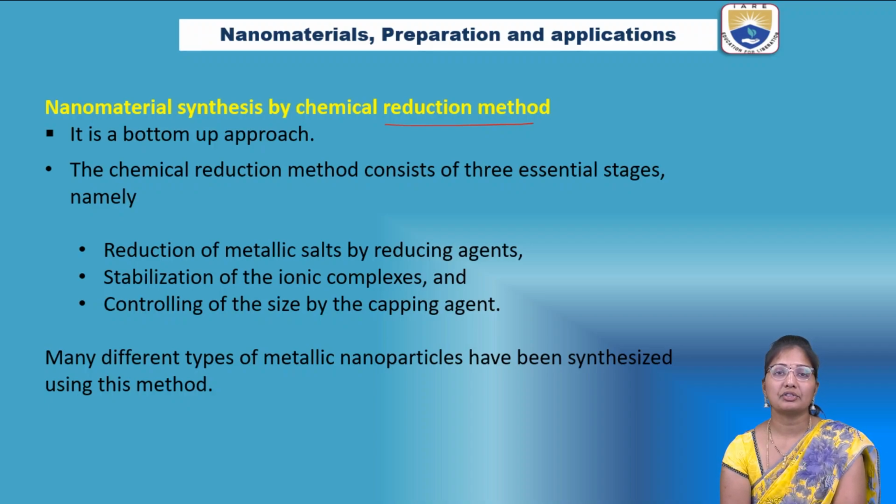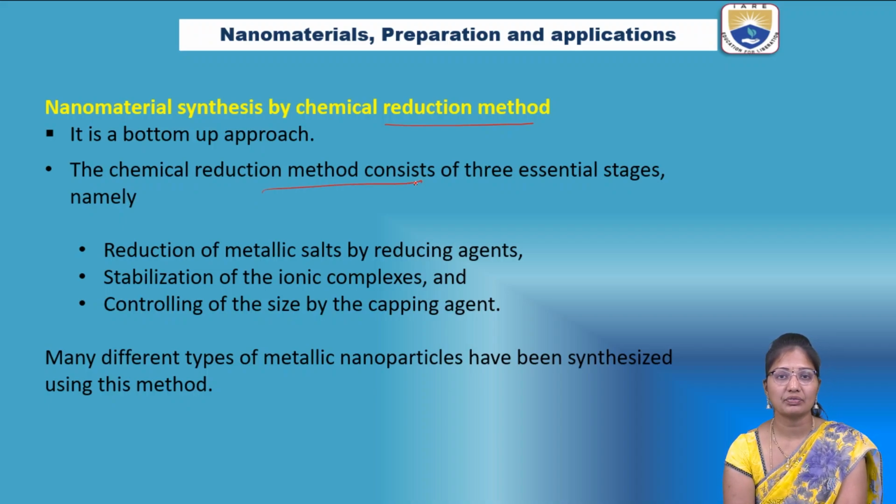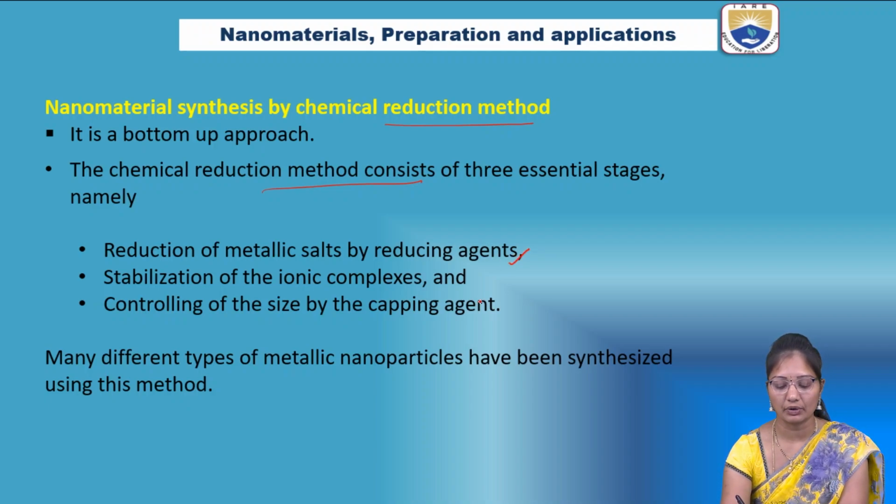So the chemical reduction takes place. The name itself indicates that chemical reduction is going to take place in the process of synthesis of nanomaterials, hence the name chemical reduction method. The chemical reduction method generally consists of 3 stages. First, the reduction of metallic salts by the reducing agents, then the stabilization of ionic complexes, and controlling the size of the nanoparticles by using the capping agents.